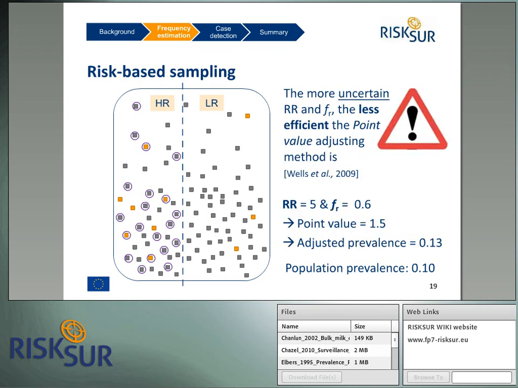The main drawback associated with risk-based sampling when the ultimate objective is to estimate disease frequency is the need to acquire accurate information on risk ratio and risk fraction in order to debias the crude frequency estimate. This is particularly challenging when the disease is rare or the knowledge about population structure is vague, like for wildlife populations, for example. The more uncertain those parameters are, the less efficient the point value adjusting method is, because the correction will lead to an over or underestimated prevalence of the general population.